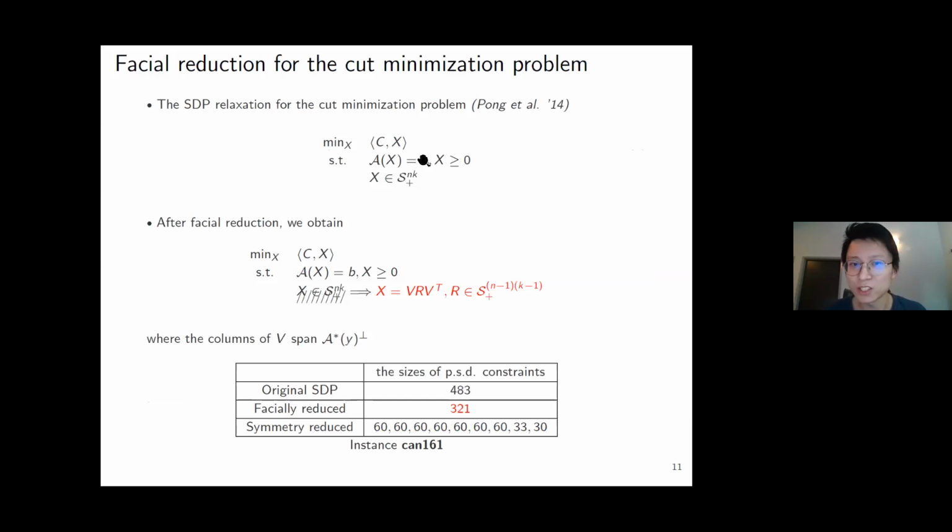In the cut minimization problem, we have this SDP formulation. If we perform facial reduction, then we replace the positive semi-definite constraint on X by this linear equality constraint, X equals V R V transpose, where R is our new PSD constraint. You can see that it becomes a smaller PSD constraint now, only of size n-1 times p-1.